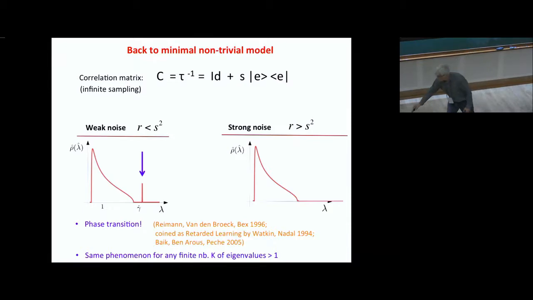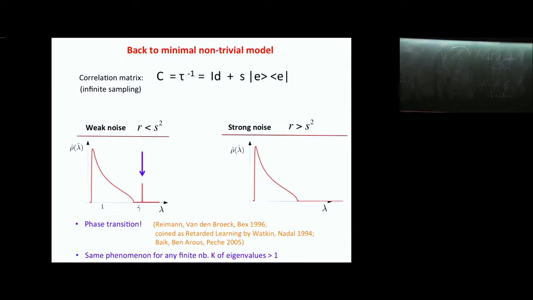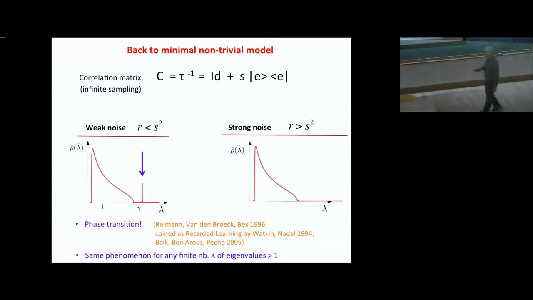So you start by having almost no samples. You can't see anything. Then you have enough samples to see the first eigenmode. Then you add samples, and you see the second one coming out from the bulk. So you get two eigenvalues here, and then you'll see 3, 4, and the bulk will shrink. So you see more and more structure in the data by adding more and more samples.